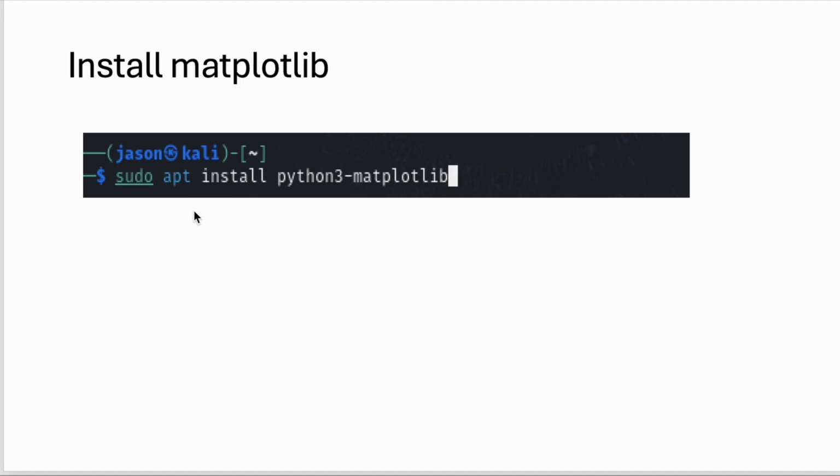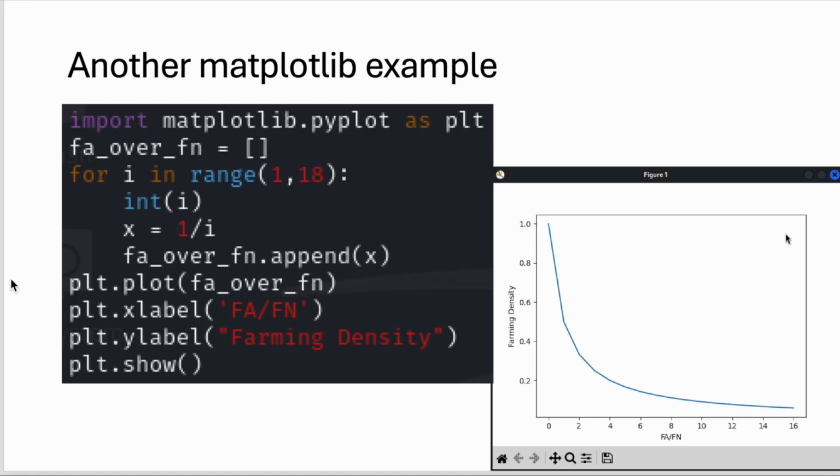So in order to install it, at least on a Linux system that you already are running Python 3 on, this is the command to install it: sudo apt install python3-matplotlib. Now there's other ways to install it, but this is the way that I feel works the best on a Linux system. Here is yet another matplotlib example.